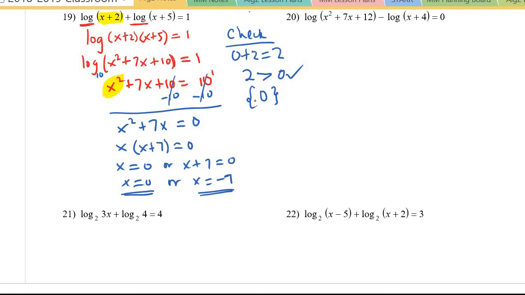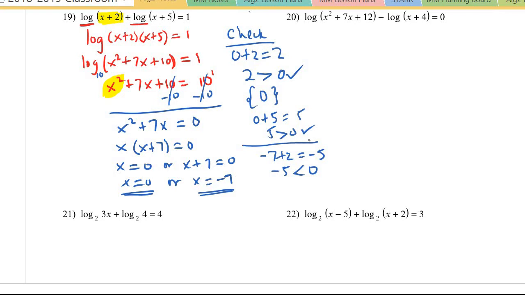Let's check with the other one. 0 plus 5 works also. So 0 plus 5 is 5, and 5 is greater than 0. That checks. Okay, so we're not done. We're going to check the -7 now. Let's plug it into the first one, the yellow one. It'll be -7 plus 2. The answer is -5. That is not greater than 0. -5 is less than 0. So -7 does not work.